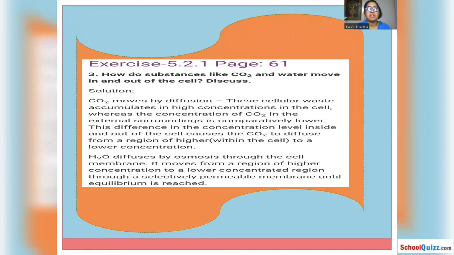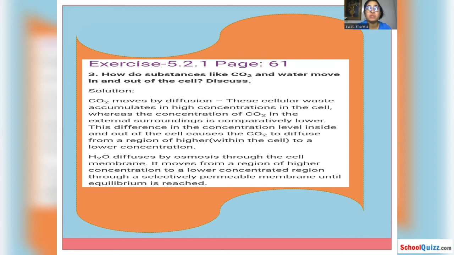Next is that we have seen that plants take in carbon dioxide and they release oxygen, and because of that we say that we should plant more and more trees, so that they will release more and more oxygen, and we will be able to have more free oxygen in the environment. But how does this actually happen?